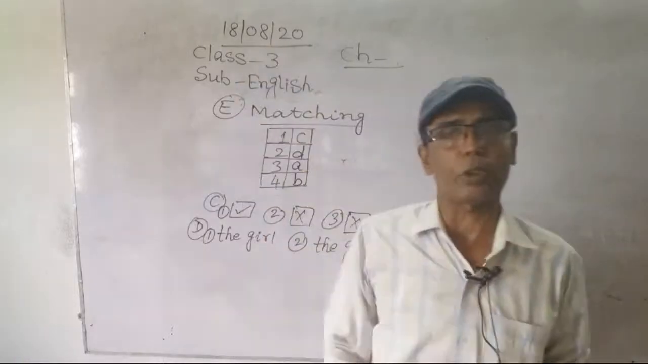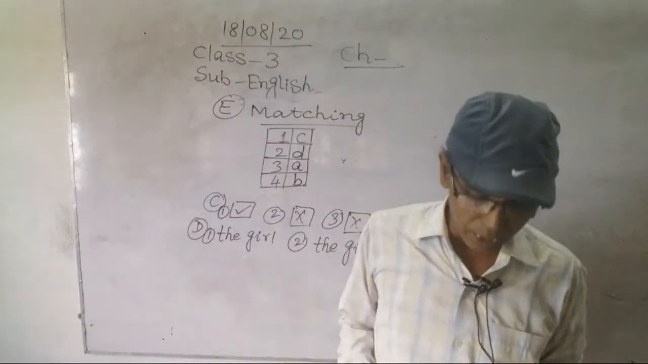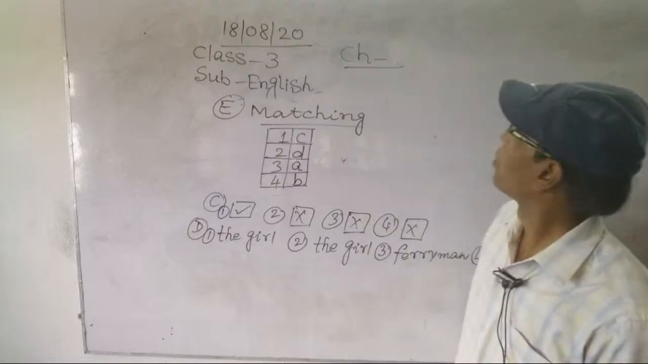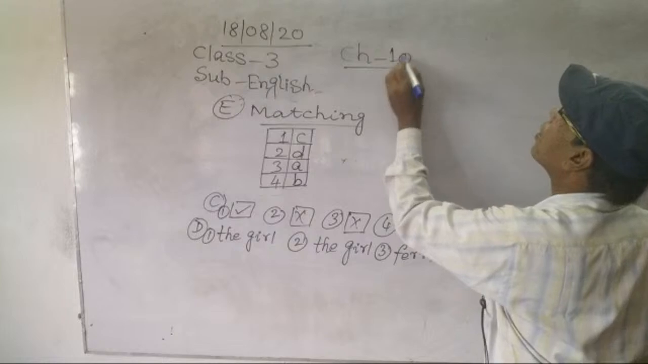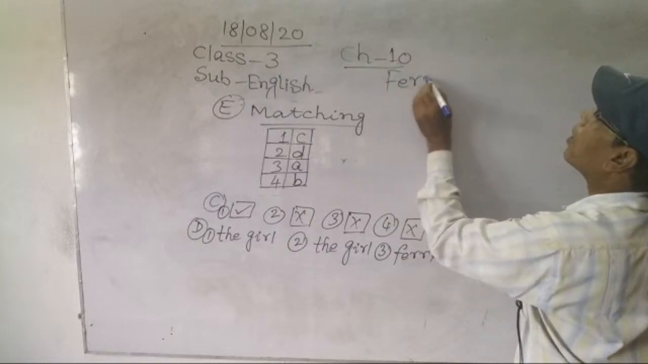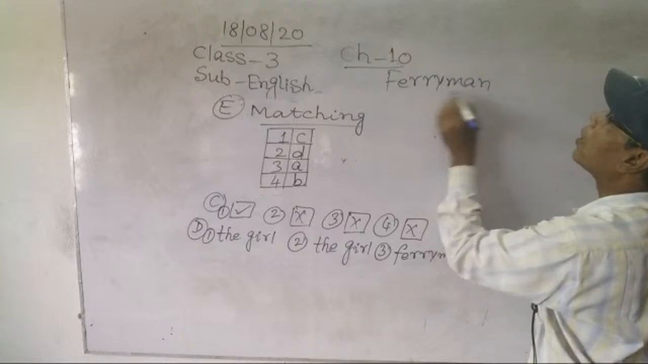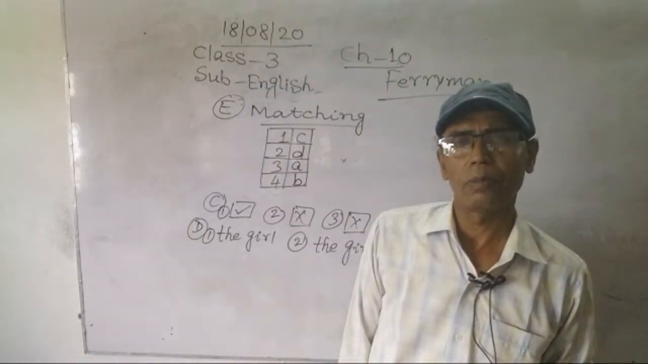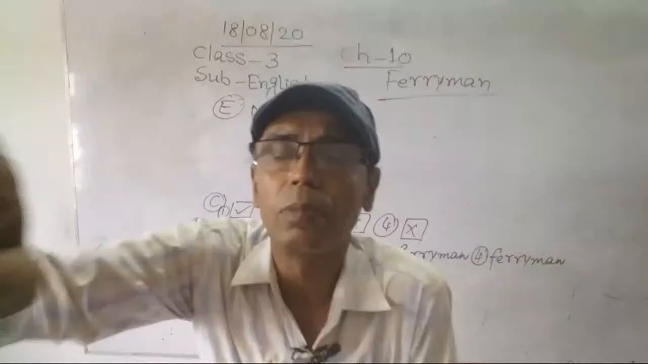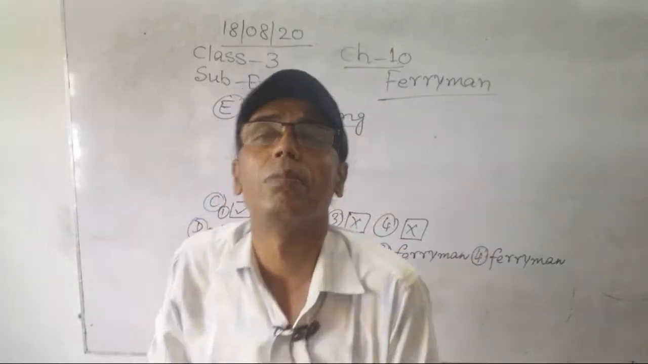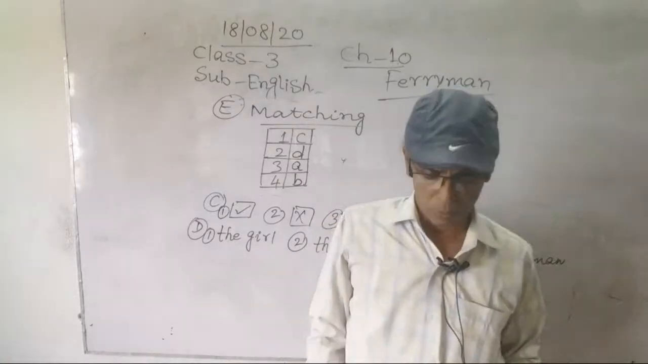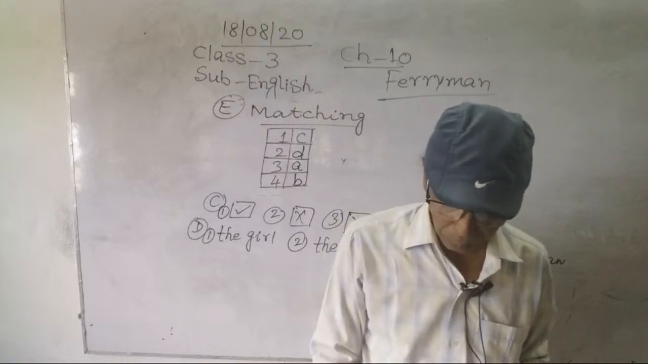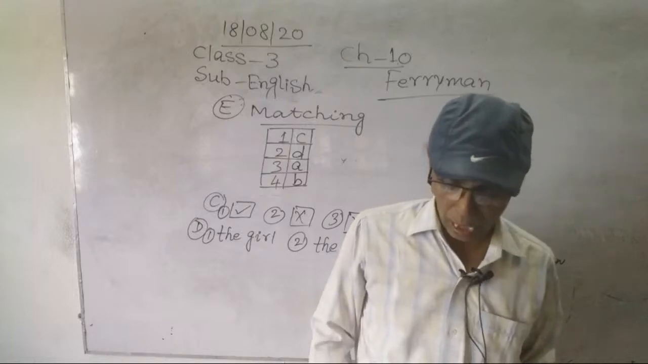In this way, my dear students, chapter 10, The Ferryman, objective finished. Now chapter number 11, Aladdin and the Magic Lamp.